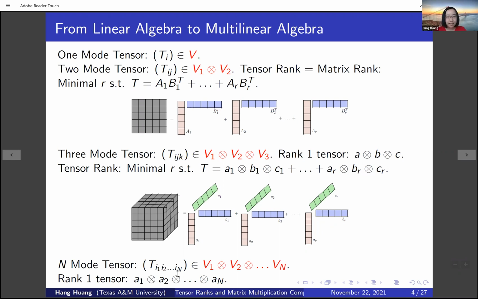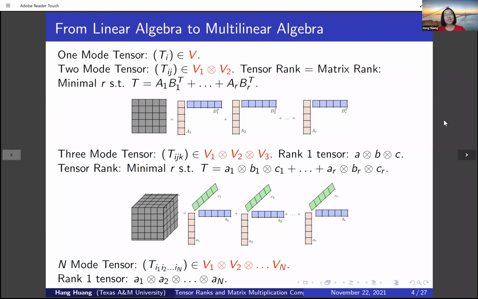So you'll have an n-dimensional array. And a rank 1 tensor means you pick a vector for each of the modes and tensor them together. And similarly, tensor rank is just the smallest R such that you can decompose your tensor into rank 1 tensors.